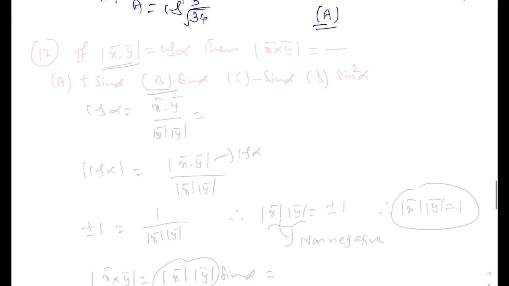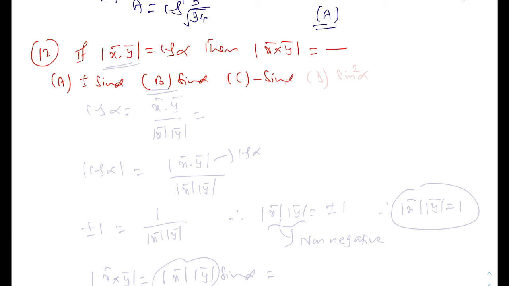Okay, next let us see, if the modulus of x dot y is cosine alpha, then the magnitude of x cross y is blank. Options are plus minus sine alpha, minus sine alpha, sine square alpha.